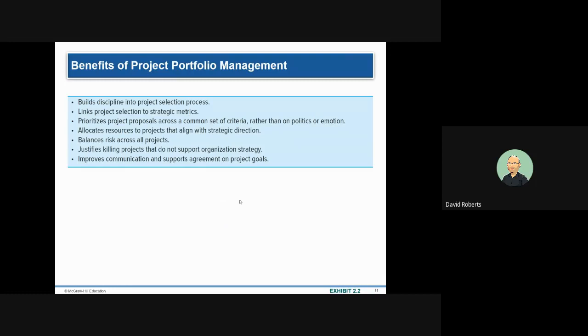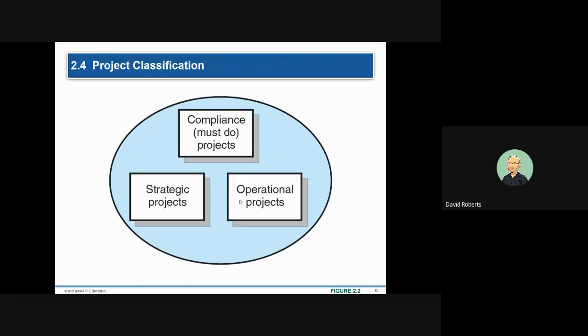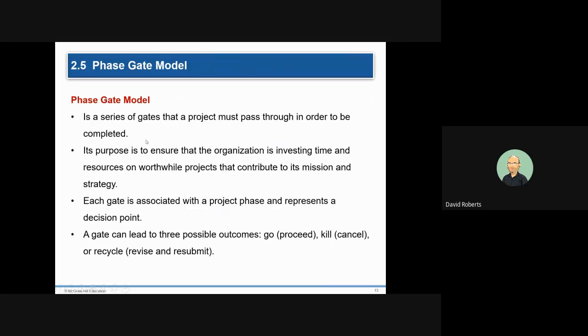So some of the classifications: things that you must do, because it's law or regulation, some that are strategic and some that are operational. More like operational would be updating your software system. The phase gate model needs to go through a series of phases or gates. And you need to make sure that each time you're checking, is this worthwhile? Because not all projects come to fruition.